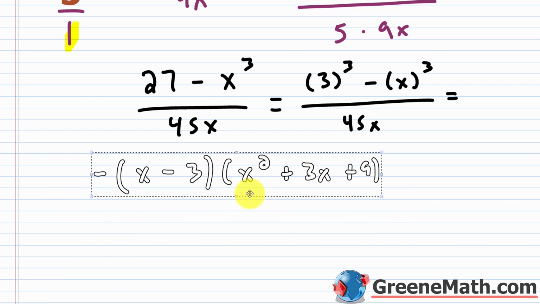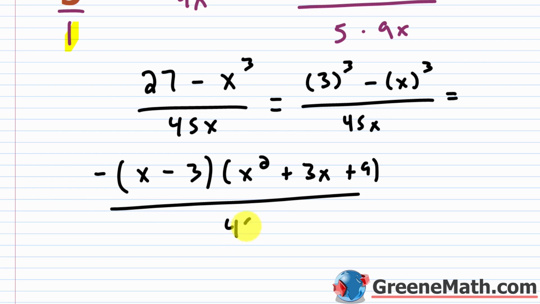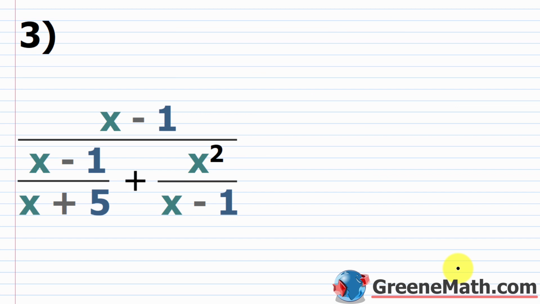Again, that's not something you have to do, but just something I would do to make it look a little nicer. So let's put this up here and put this over 45x. Now, as I told you, nothing is going to cancel here, but you're just doing this to show your teacher, hey, I factored things and I can't actually cancel anything. All right, let's look at problem number 3.